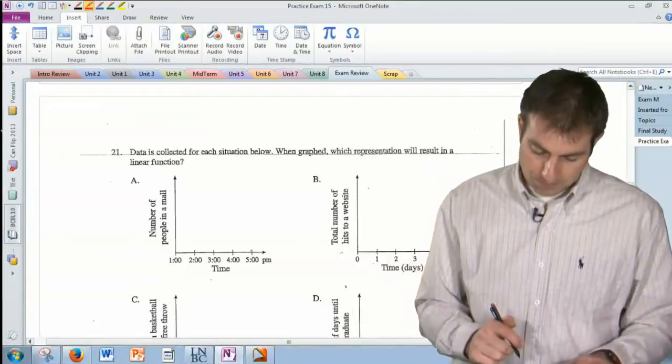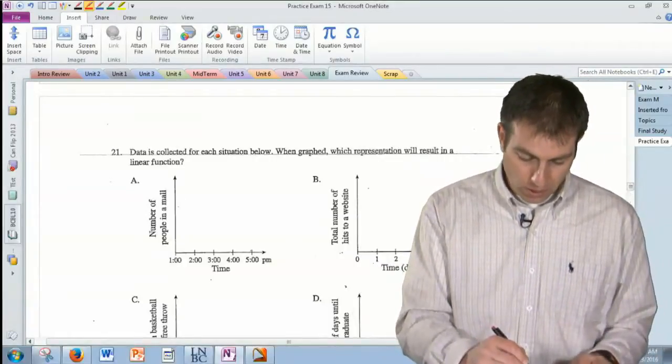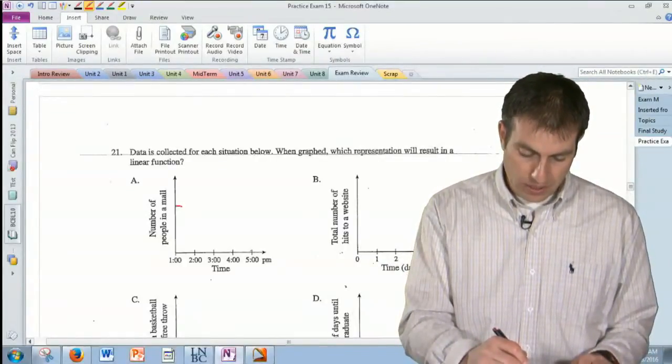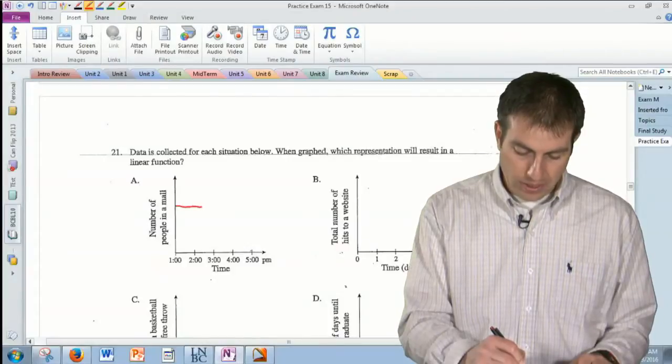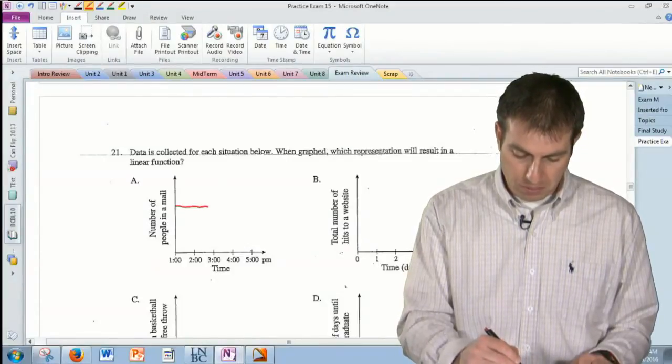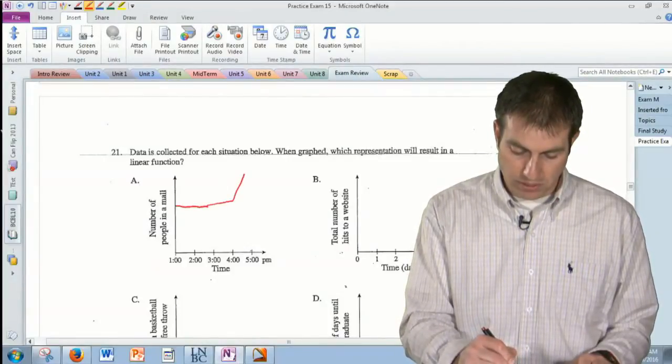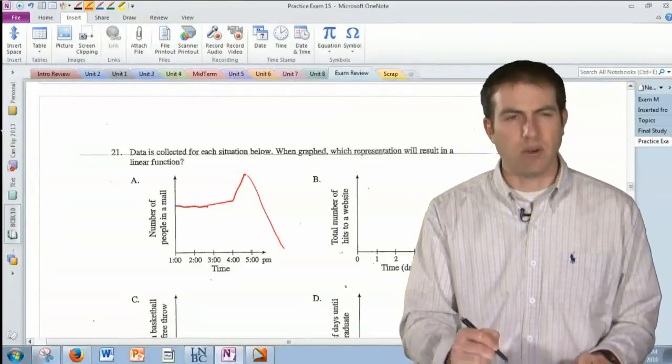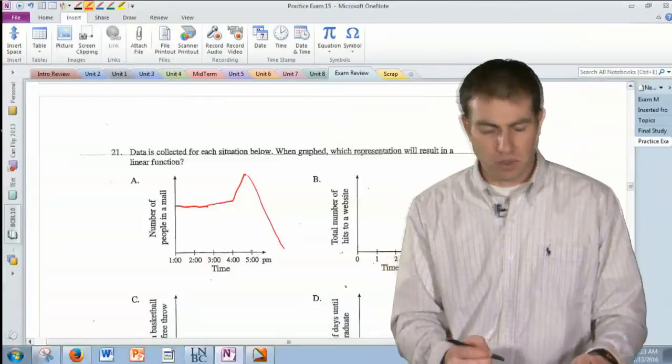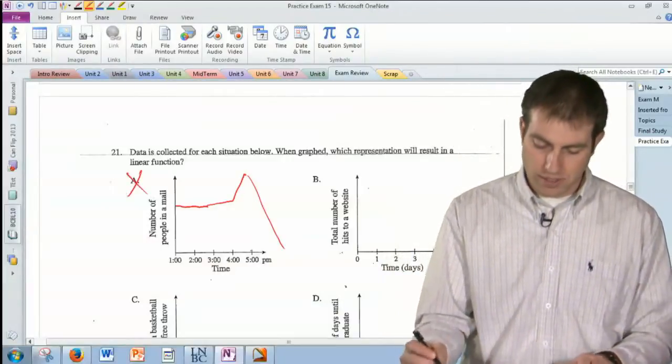Number of people in a mall. So at 1 o'clock, that's busy, middle of the day, there'll be a bunch of people in your mall. And then maybe there's a peak at like 5 o'clock once everyone gets off work, and then the mall will eventually close. That would be my guess there. So I'm going to go with not A, that's not a straight line.